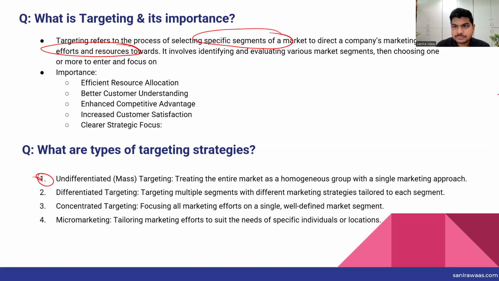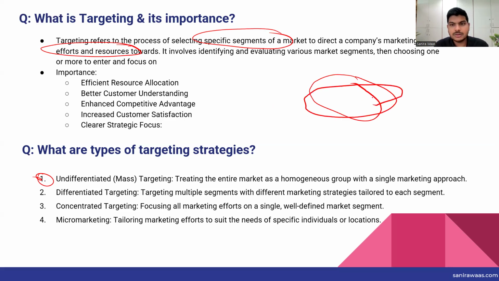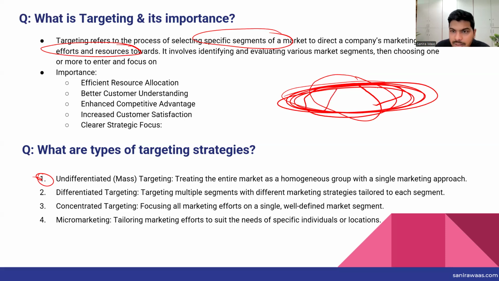Let's understand it like this. We have the full segment, the full market, the full population. This is undifferentiated, so I'll mark it like this. Then you divide and identify, okay, from these I'll go with these two. This is differentiated, but not full. Like product split, you target multiple segments with different marketing strategies.